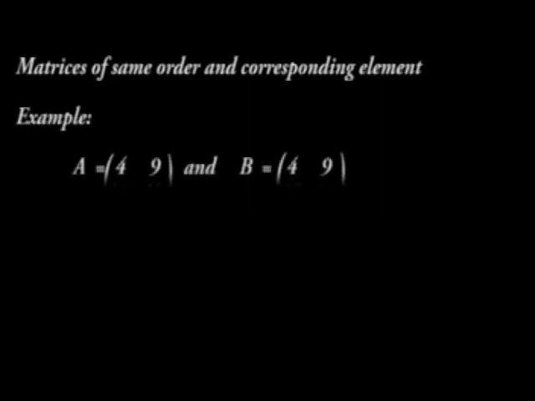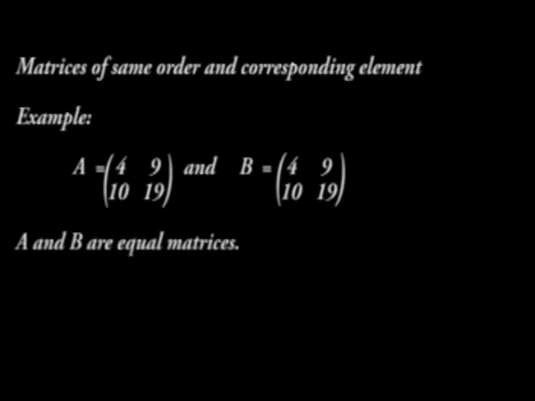Equal matrices. Matrices of the same order with corresponding elements equal are equal matrices. For example, A is equal to 4 9 10 19 and B is 4 9 10 19. A and B are equal matrices.